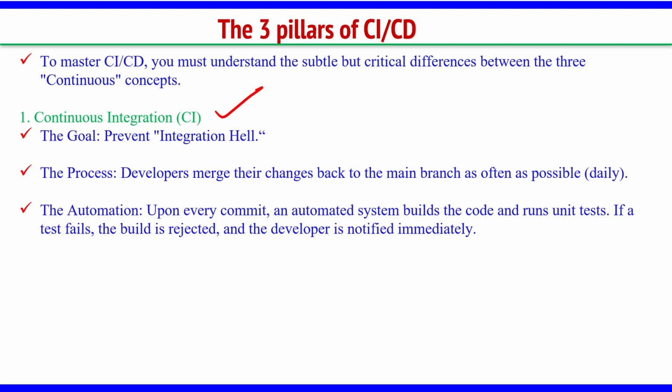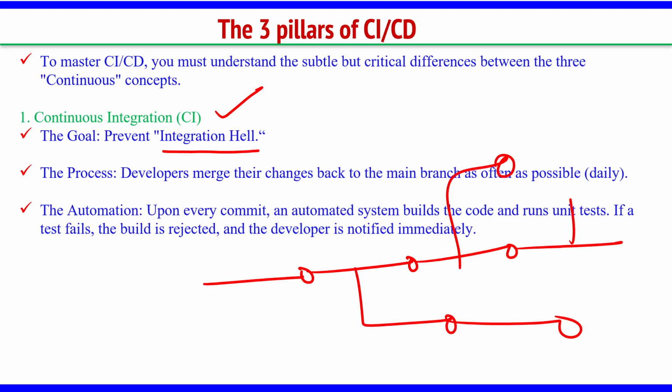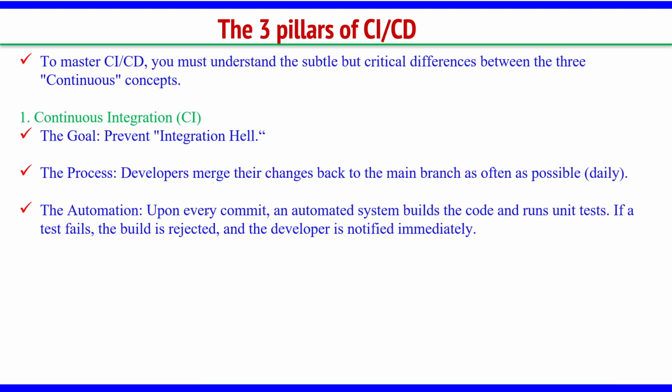So the first one is continuous integration. The goal: prevent integration hell. We know that if there is a main branch, and some developer is working here, some is working here, somebody else is working here, we have a lot of sub-feature branches and we have to integrate them to the main branch. It's a headache, it's a hectic task, because how do you merge them? If you merge it somewhere else, somebody else's code is missing. This is a very challenging task of merging, right? So with continuous integration, the goal is to prevent integration hell. I should not have any integration challenges.